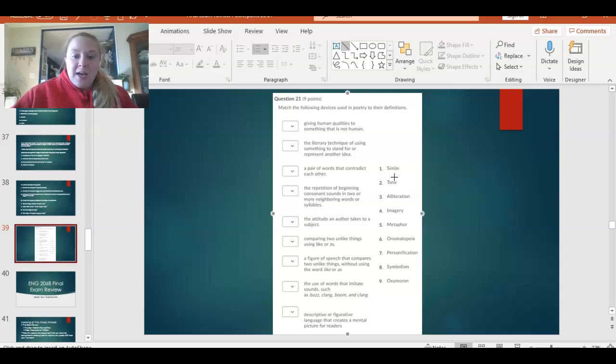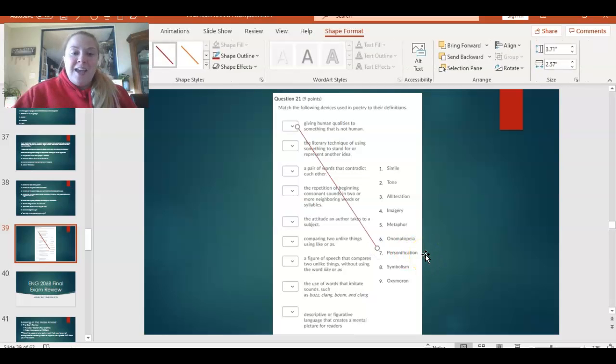First up, we have giving human qualities to something that is not human. You should know we talked about this a lot in class. This is number 7, personification. If I could get my line down there. There we go. Personification, giving human characteristics to something that is not human, making it sound like a person. I like that line better.